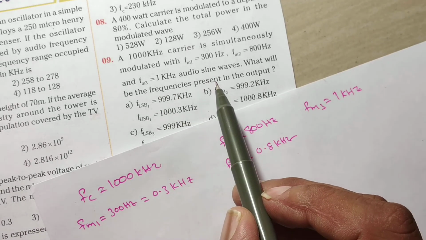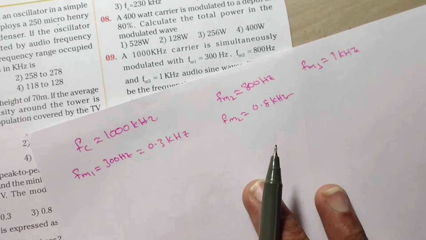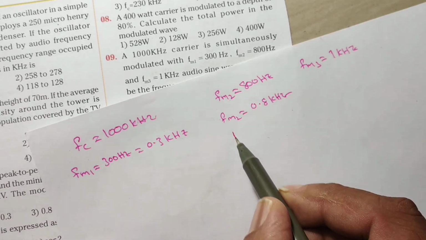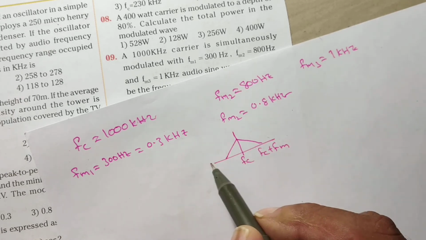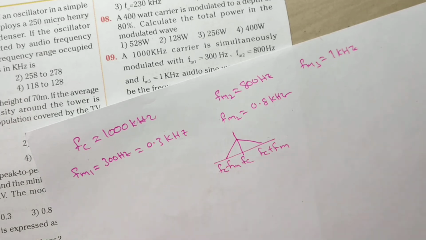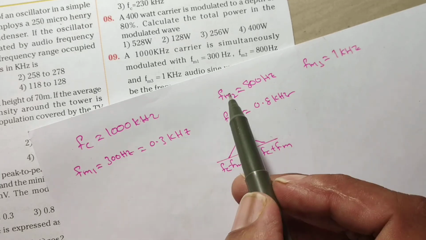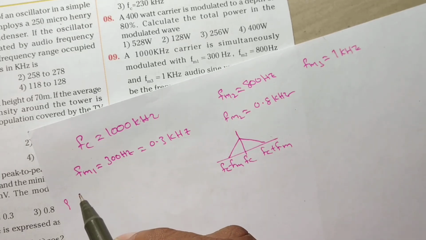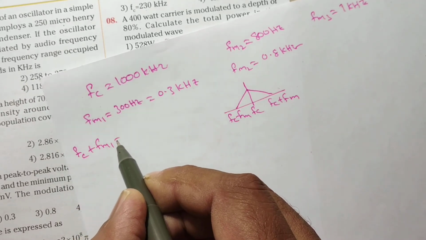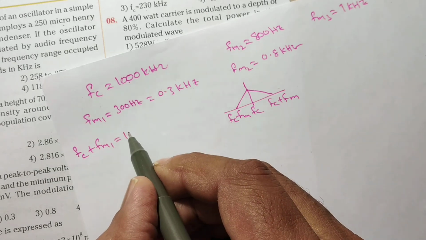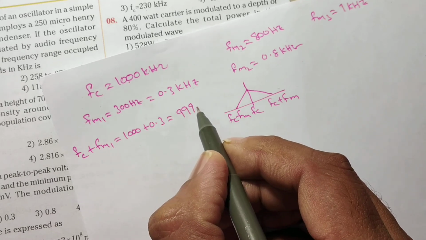What will be the frequencies present in the output? We have to find what frequencies are present. In the output, FC is present, FC plus FM is present, and FC minus FM is present. So we just have to verify. First, FC plus FM and FC minus FM. FC minus FM1 is 1000 minus 0.3, which is 999.7.